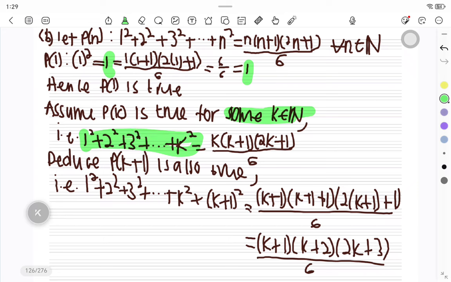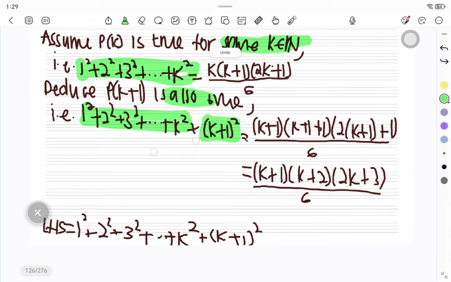Now we come to deducing. We say that also is very important. You see, right? Then we copy the entire assumption here. Then we add k plus 1 all squared based on this last one. And then the right hand side, we just replace k by k plus 1. We don't change anything. Then we get this.